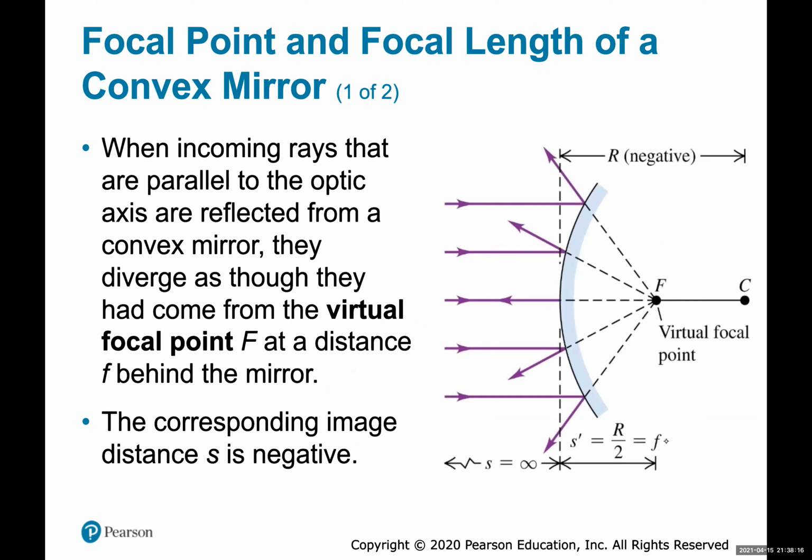The corresponding image distance for this situation is negative, it says, because it's an image that is virtual and is located, the point of intersection, the apparent point of intersection of these rays is behind the mirror. So we use a negative distance, which means if S prime is negative, so is R, and so is F.